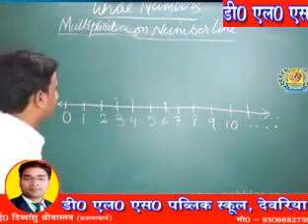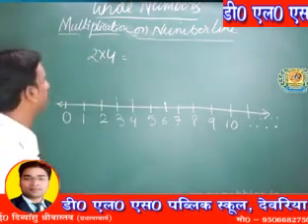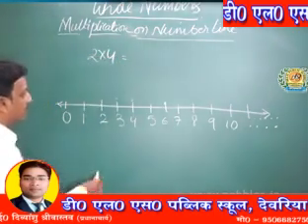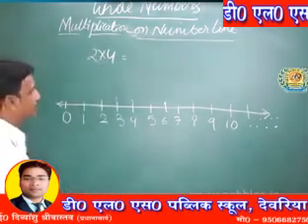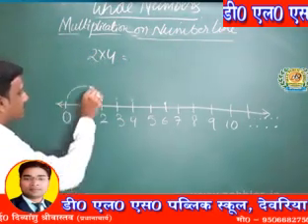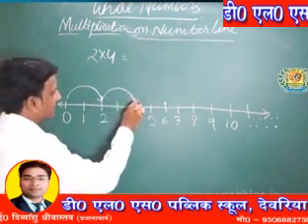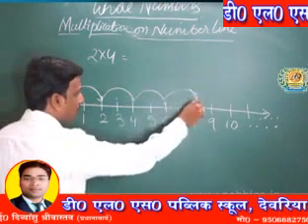Multiplication on number line. Say for example, 2 into 4. So how to do this multiplication of whole numbers on number line? 2 into 4. That means 2 positions, 4 times. These 2 positions to the right side, how many times? 4 times.